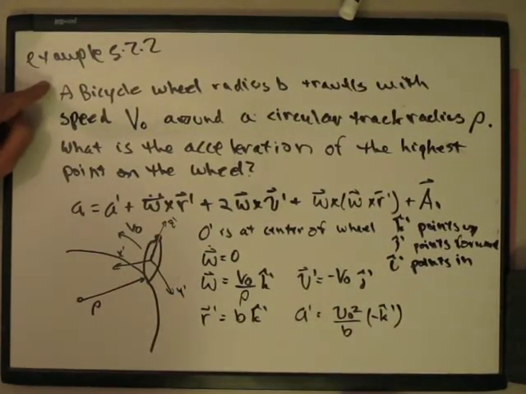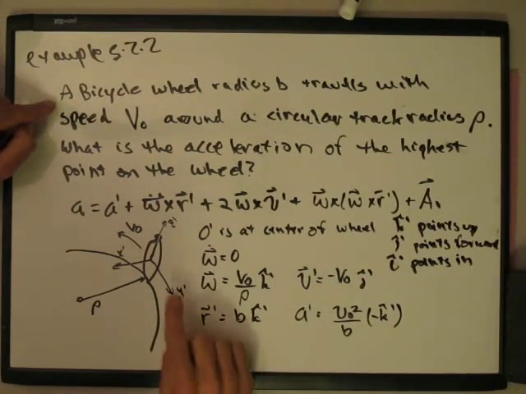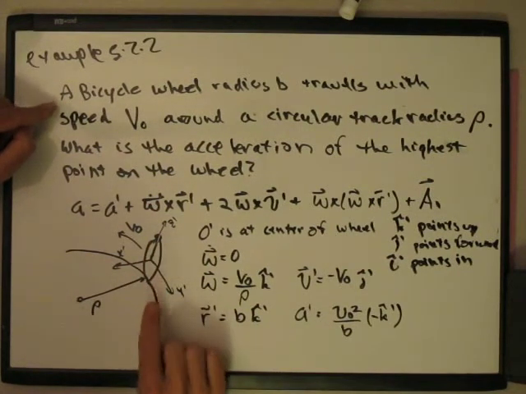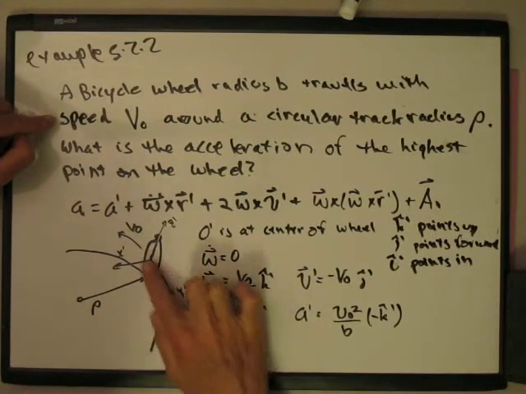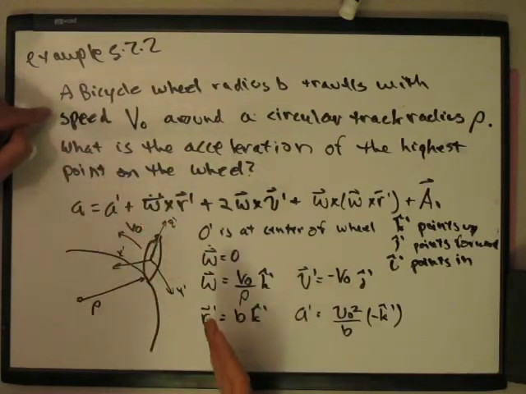So this is example 5.2.2 out of your book. We're going to do it so that we can talk about problem 5.9. In this example, a bicycle wheel of radius b. So here's my wheel, and it's got a radius of b, and it's rolling at speed v0 around a big circle that's got radius rho. So it's just rolling in a circle, kind of like that.